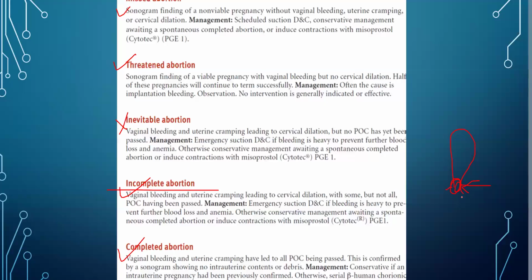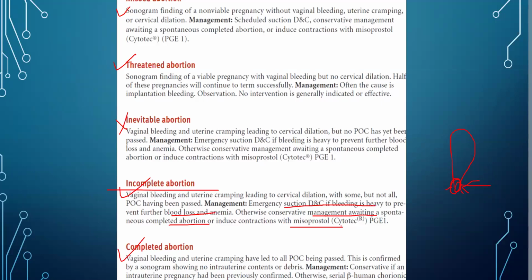If there is none on the cervical os, then what do you do? You can do an ultrasound, confirm if there is anything left, and if there is, then you can go for a D&C. So this patient will need an emergency D&C if bleeding is heavy. Emergency suction D&C if bleeding is heavy to prevent further blood loss. Otherwise, conservative management awaiting spontaneous complete abortion, or induced contraction with misoprostol. So that can be done. So if it is a heavy bleeding patient getting into shock, then definitely you need to go for D&C.